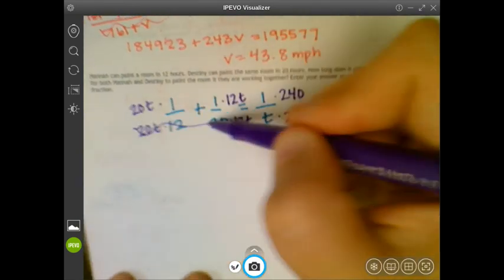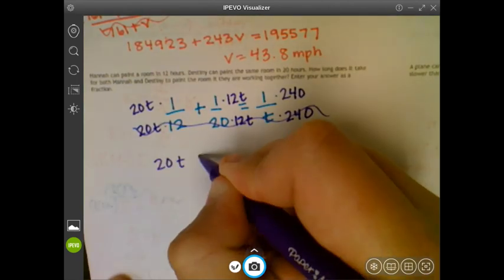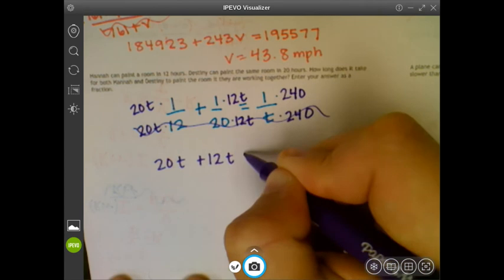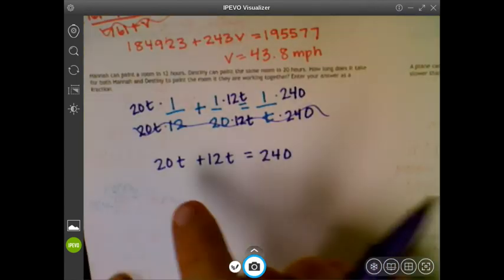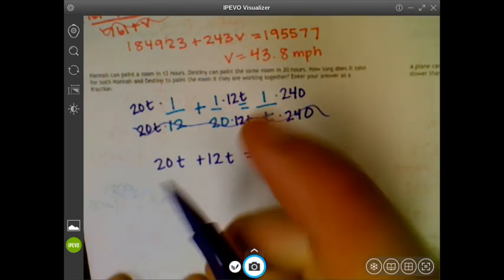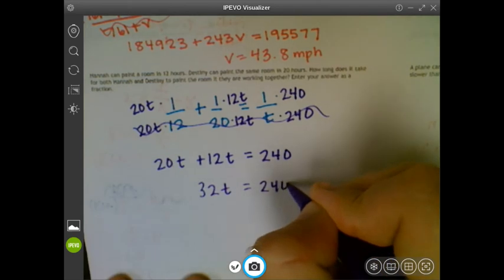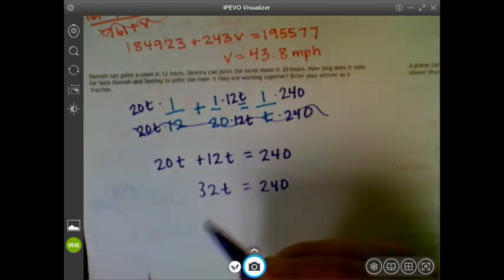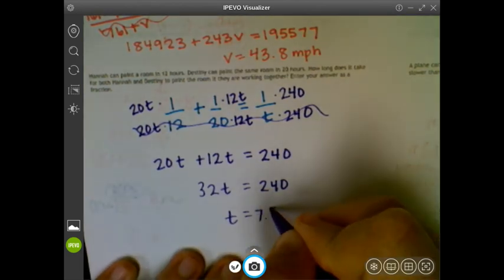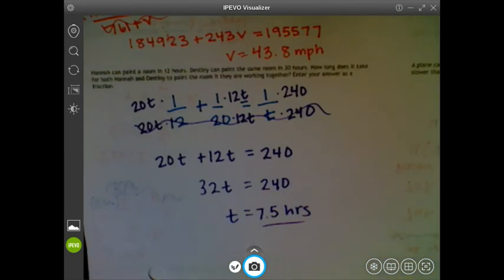All right, so they're all the same, so they will simplify themselves out. So you have 20T plus 12T equals 240. Those two you can put together. That's 32T equals 240. And then do the division. 240 divided by 32 is 7.5 hours. So if they work together, it takes them 7.5 hours.